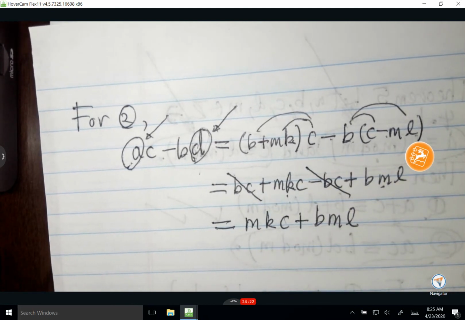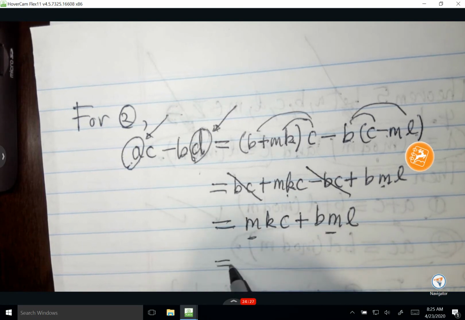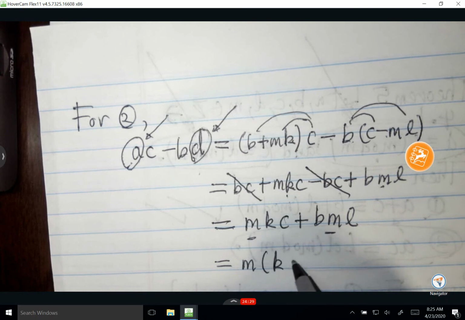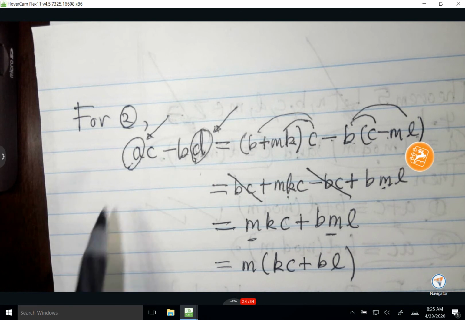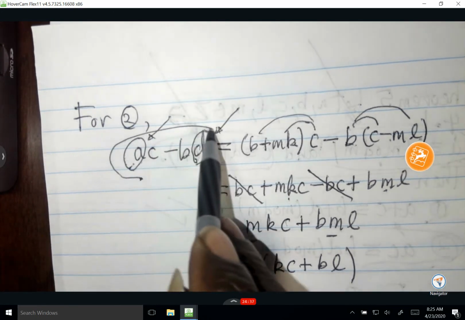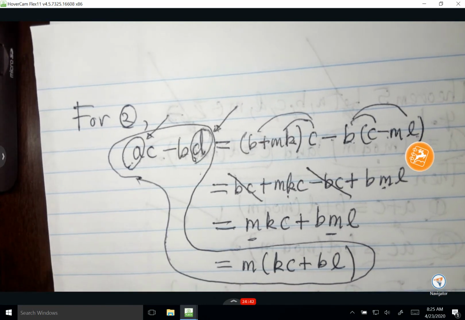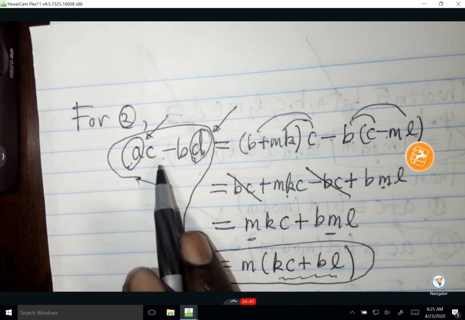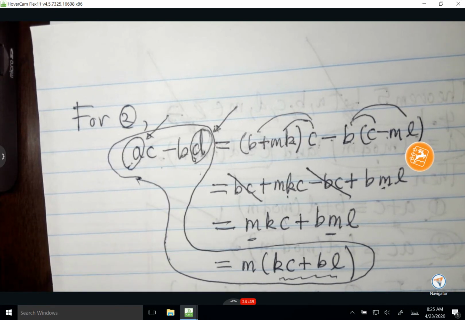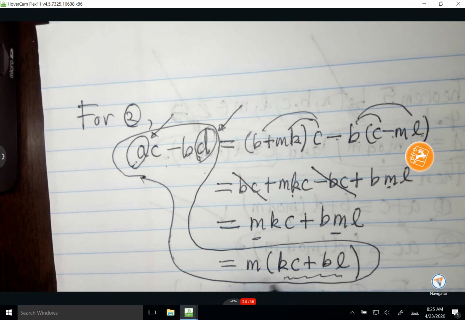Well, obviously I can now factor out an M and say this is M times KC plus BL. And so you just discovered that this difference is a multiple of M. As long as you explain why that's an integer, you've shown that M divides this difference. But then by the definition two pages ago, that means they're congruent modulo M. And the theorem's proven. Okay, so let's say that and wrap it up.